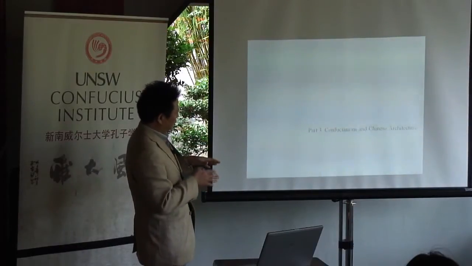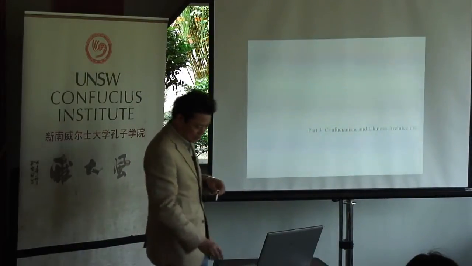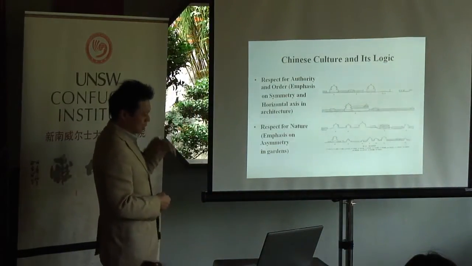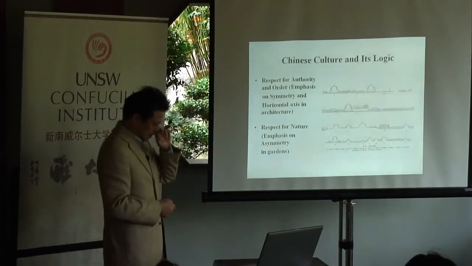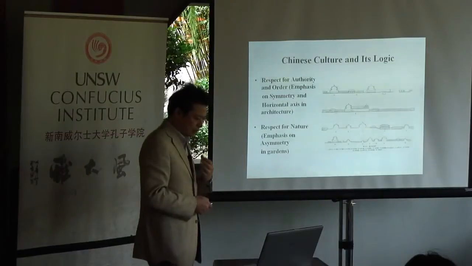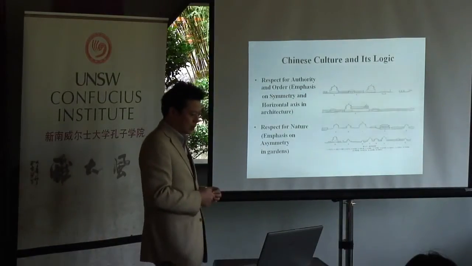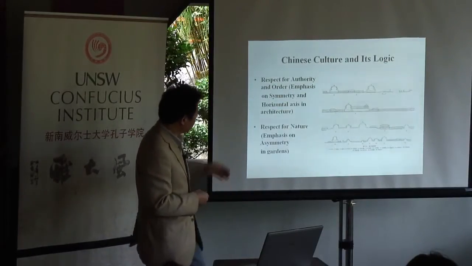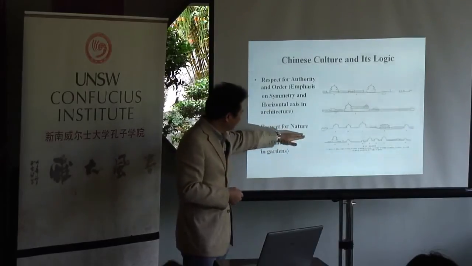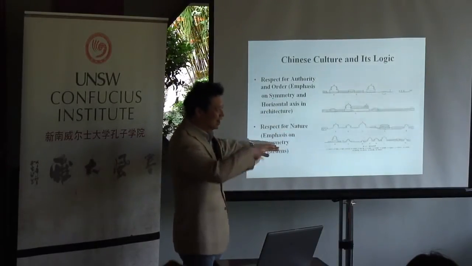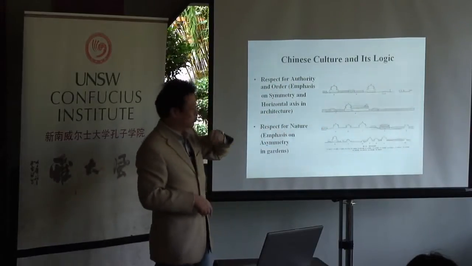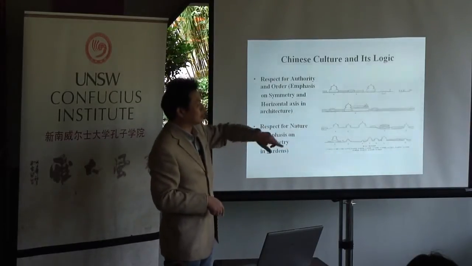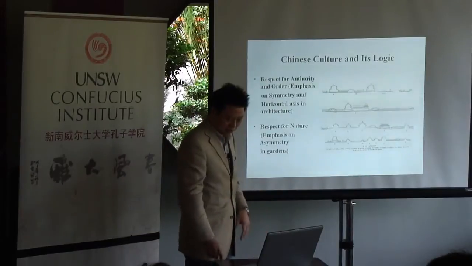And part 3, we should talk about Confucianism and Chinese architecture. Chinese culture and its logic: respect for authority and order, emphasis on symmetry and horizontal axis in architecture. At the same time, respect for nature. In a garden, we can enjoy asymmetry; the gardens do not use symmetry.